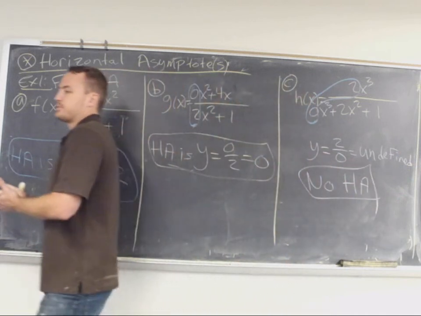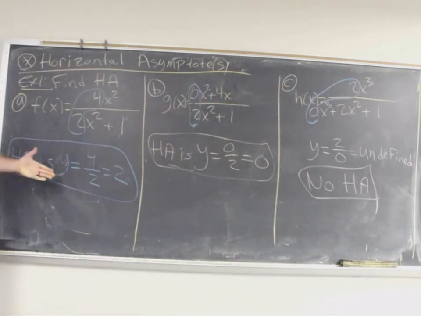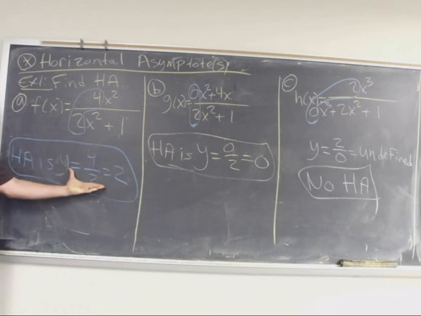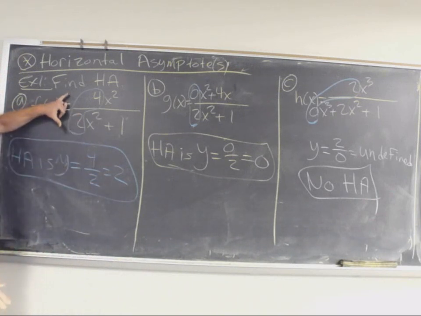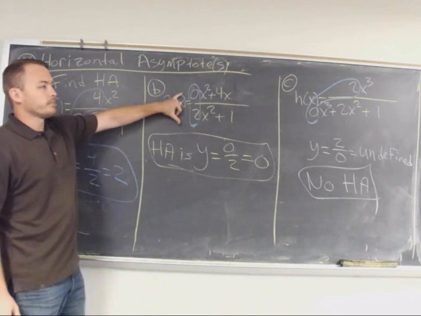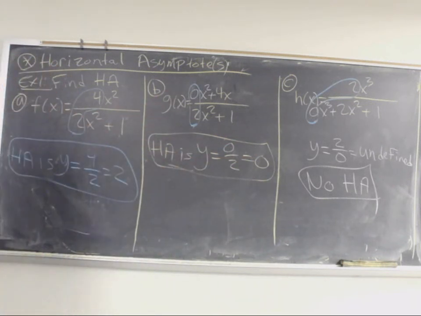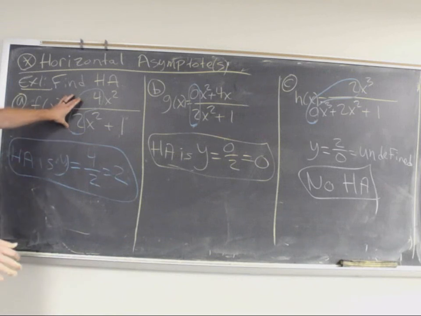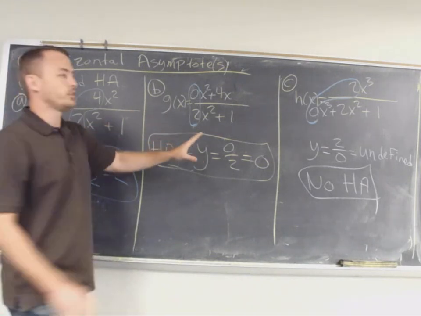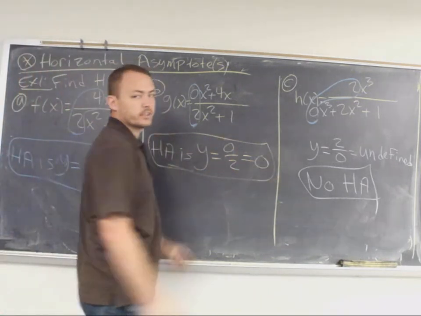So those are our three options. You're going to have an integer number like this if the degrees are already the same. If the degrees aren't the same, then you're either going to get 0 or none. All right, and this is how you find the horizontal asymptote every single time. If the degrees are the same, you take their coefficients. If they're not the same, then you make them the same and you take the coefficients anyway.